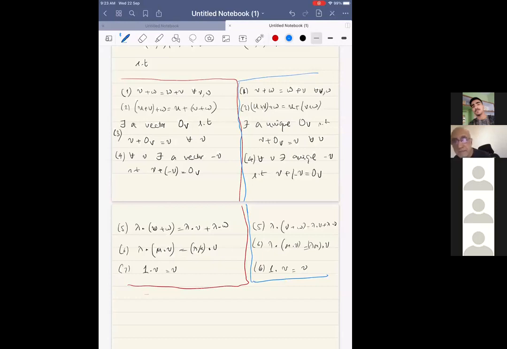Now, what was the question? Isn't there another property that lambda plus mu times v equals lambda v plus mu v? Lambda, mu scalars. You mean distributivity in the first one? Yeah. Let me see if it is there in the definition. Yeah. Thank you. Thanks a lot.